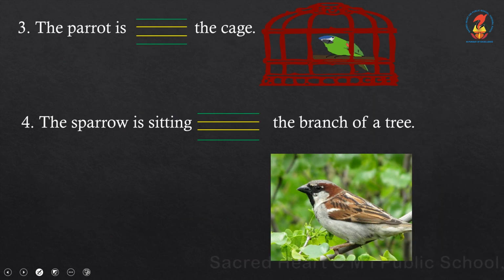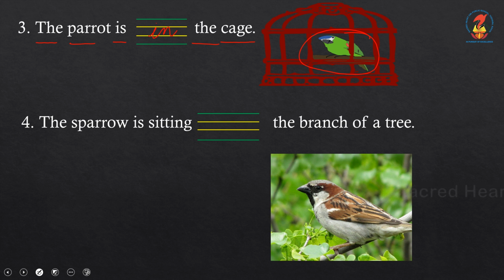Next, third one. The parrot is dash the cage. Can you see the parrot here? Where is the parrot? It is in the cage, a particular point. Cage is given. So, not on the cage, not above. It is in the cage.